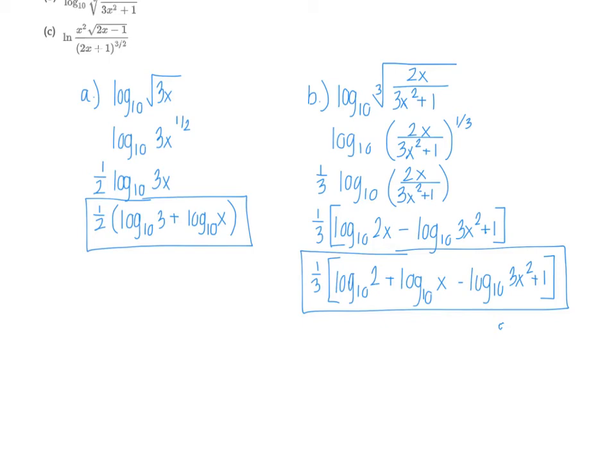We're going to try part C now. So part C is ln in the numerator x squared square root of 2x minus 1 over denominator of 2x plus 1 raised to the 3/2. I'm going to have you pause one more time. Try to simplify this one into more individual log functions. Good luck.